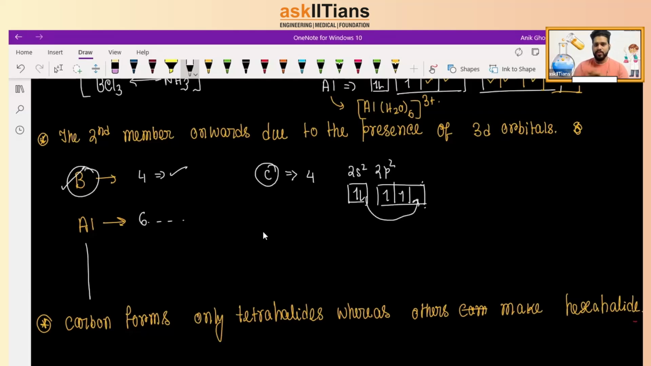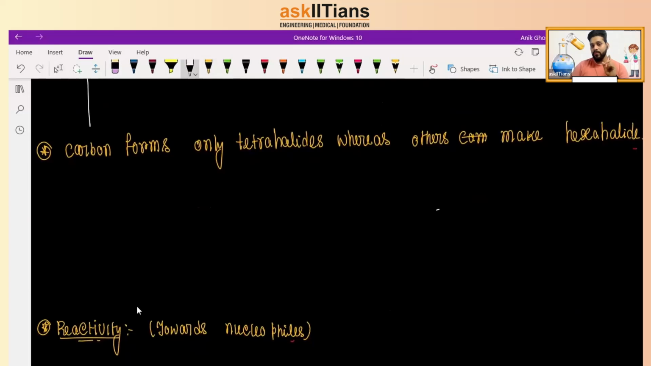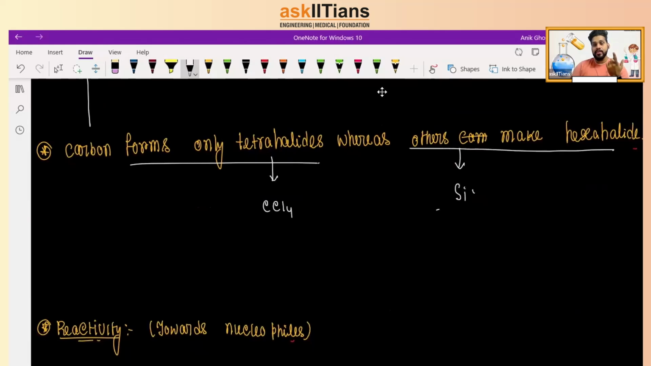We're going to see much more questions on this topic. All right, that is what I'm going to talk about right after this. Like you can see the point over here. Carbon forms only tetrahalide. That means carbon cannot go beyond valency 4, CCl4, right? But others can make hexahalides like SiCl6, GeCl6. All right, this is what we can see for group 14 elements, right?